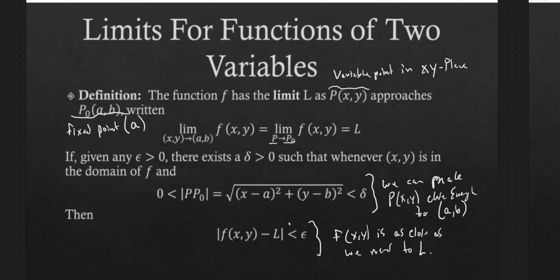So this part of the definition actually looks the same as with a function of one variable, right? Because our function outputs are still just along an axis. They're still just real numbers and not points. But here, this is a little bit different in the domain because our variable is now a point in the xy plane, right? And so now we have the distance formula between our variable point and our fixed point that we're approaching.